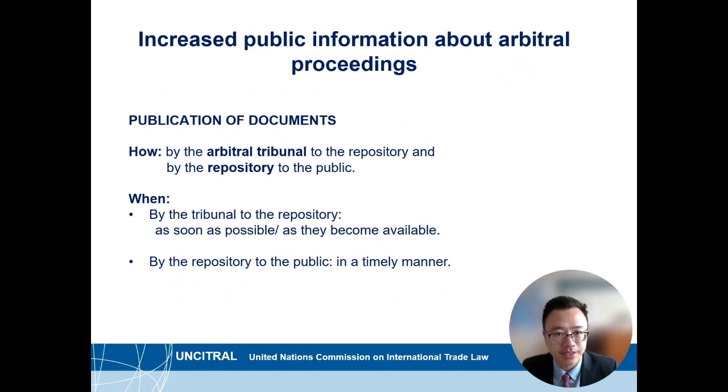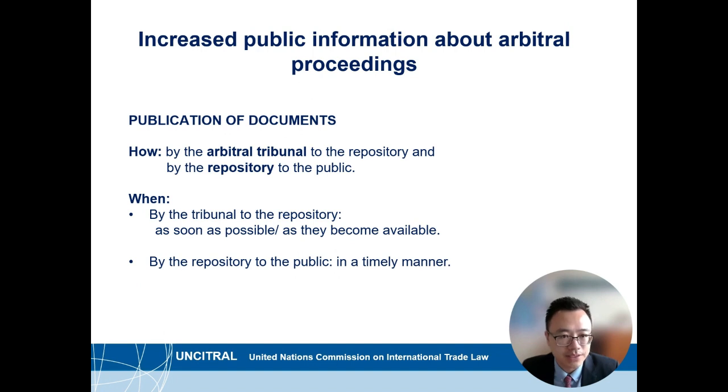How and when information and documents are made public depends on their nature and the stage of the process. For example, under Article 2, upon receipt of the notice of arbitration by the respondent, each disputing party shall promptly communicate a copy of the notice of arbitration to the repository. Documents to be made available to the public shall be communicated by the arbitral tribunal to the repository as soon as possible. Documents to which special access is granted may be sent by the arbitral tribunal to the repository referred to in Article 8 as they become available and, if applicable, in redacted form.